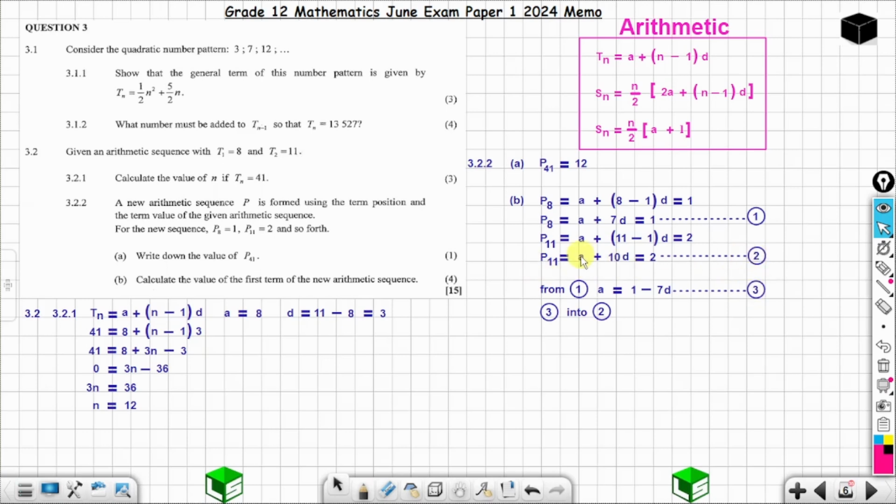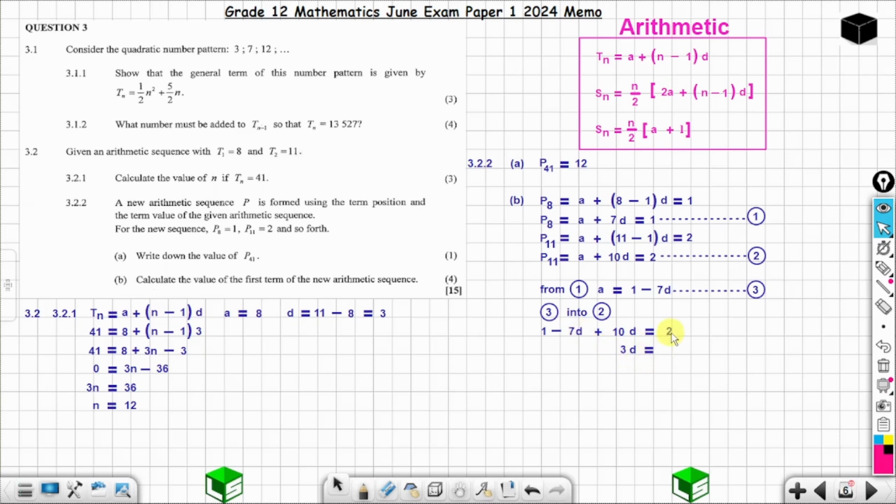So this is equation 2. You have A plus 10D is equal to 2. So this is A is equal to this, plus 10D, which is equal to 2. Now you are going to have 10D minus 7D, which is 3D.